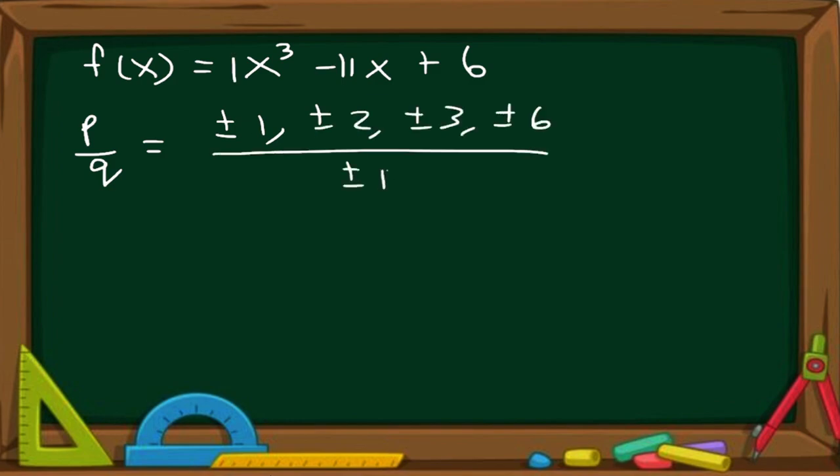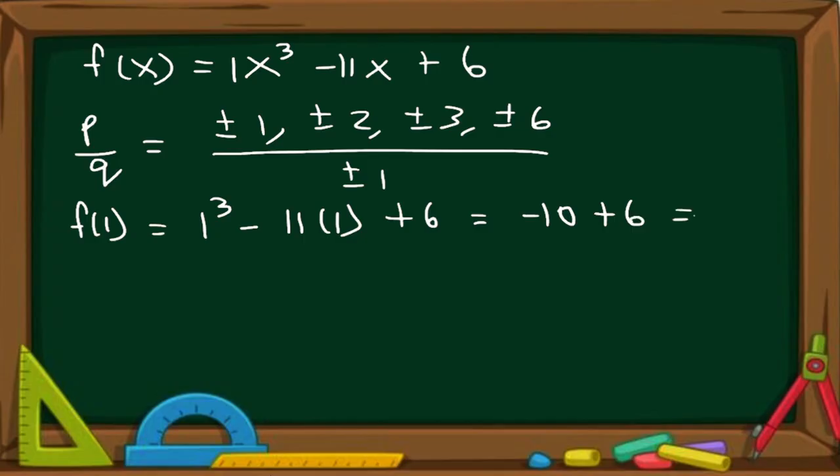So let's start with f of 1. So it's going to be 1 to the third minus 11 times 1 plus 6. So 1 minus 11 is negative 10. A negative 10 plus 6 is negative 4. So that is not 0. Therefore, 1 is not a 0 of the function.